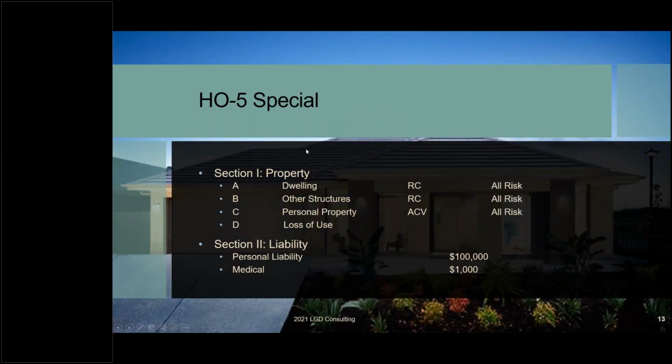HO5 is a special form. So remember, HO2 is good, HO3 is better, but HO5 is the best. We do have reconstruction costs or replacement costs on your structures, actual cash value on your contents. But if you notice, not only do we have all risk coverage on the structures, we also have all risk coverage on the contents. That's why HO5 is better than HO3, because of the coverage on your personal property. Right? HO3 had broad form coverage on your contents. HO5, we give you all risk. Liability coverages are the same. Okay.